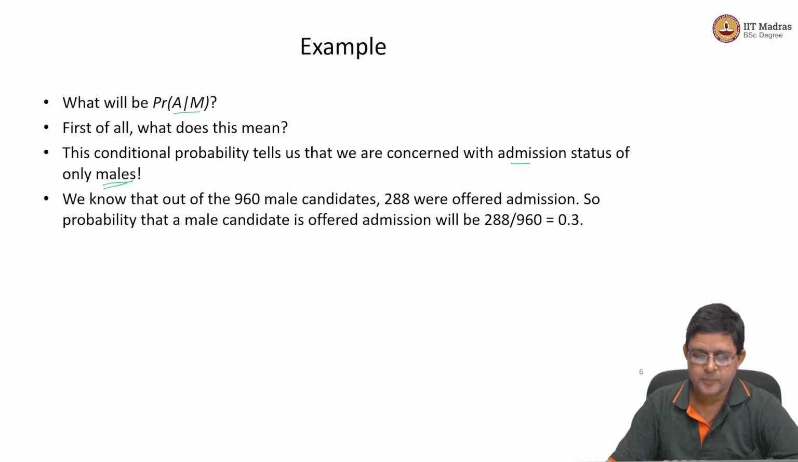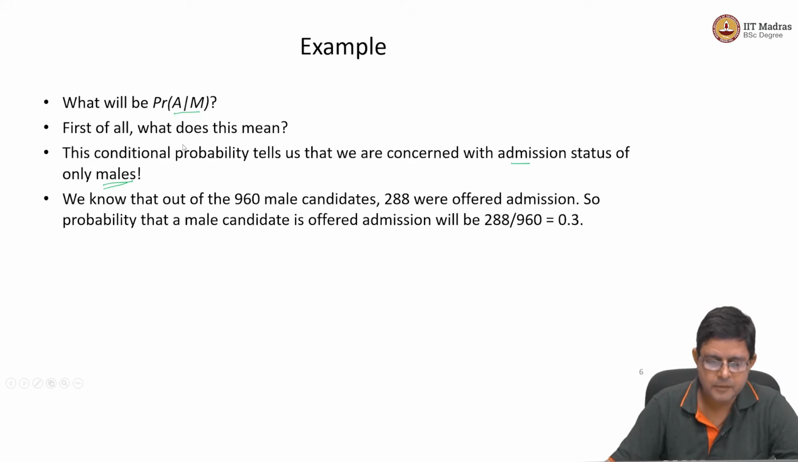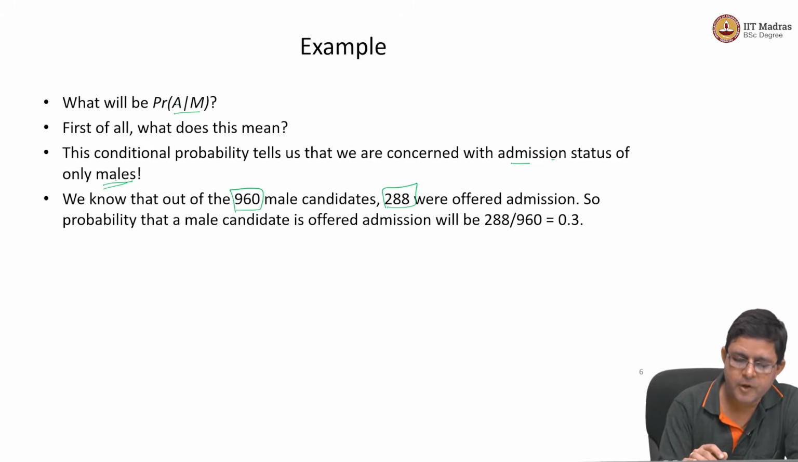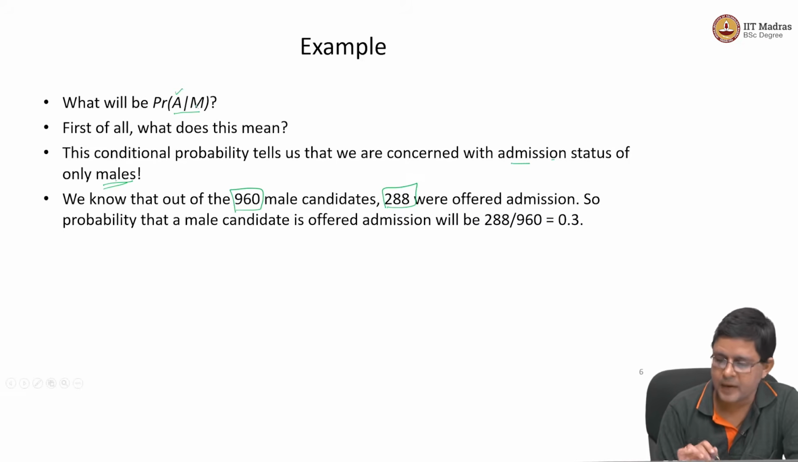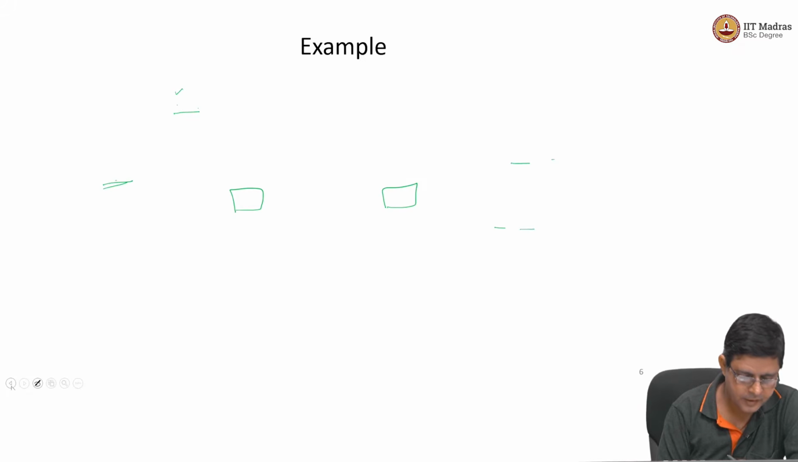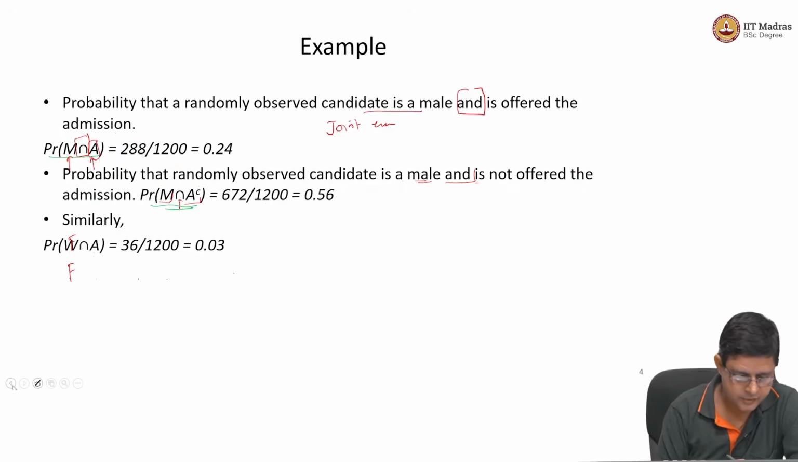So, how do you calculate that probability? You want to understand only the admission status of the male candidates. So, how many male candidates? 960 male candidates. Out of that, 288 were offered admissions. So, the probability of admission when the candidate is a male candidate can be calculated by doing 288 divided by 960. Everything hinges on the contingency table, so we go back to the contingency table.